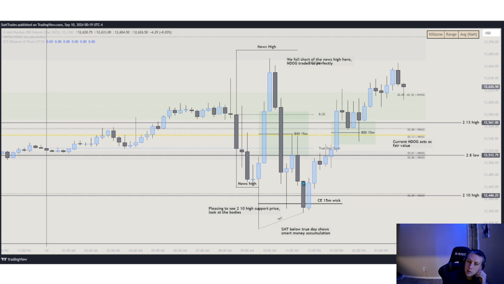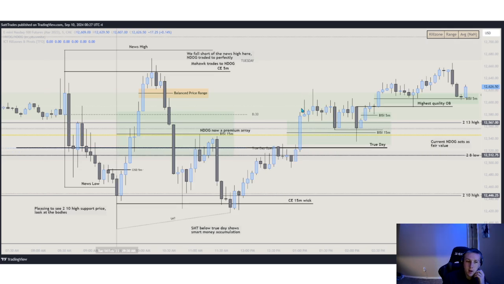And here, change in state of delivery on the 15-minute. Balanced price range gets formed within these wicks. We're probably not going to trade lower at this point because of the SMT. And now we see displacement, 15-minute BISI with new day opening gap right there. Trading higher up into almost this new day opening gap right here. That's this box right there. And also, we're referring to this new week opening gap as well. That's the green box.